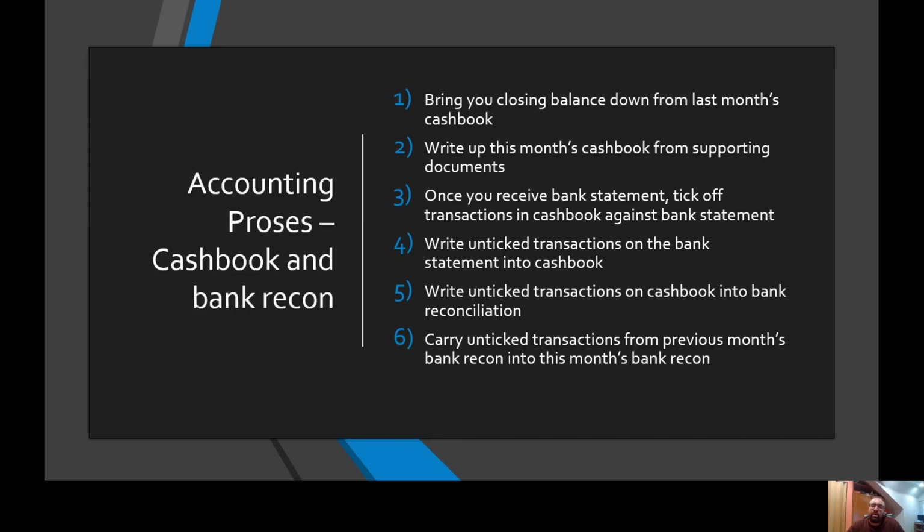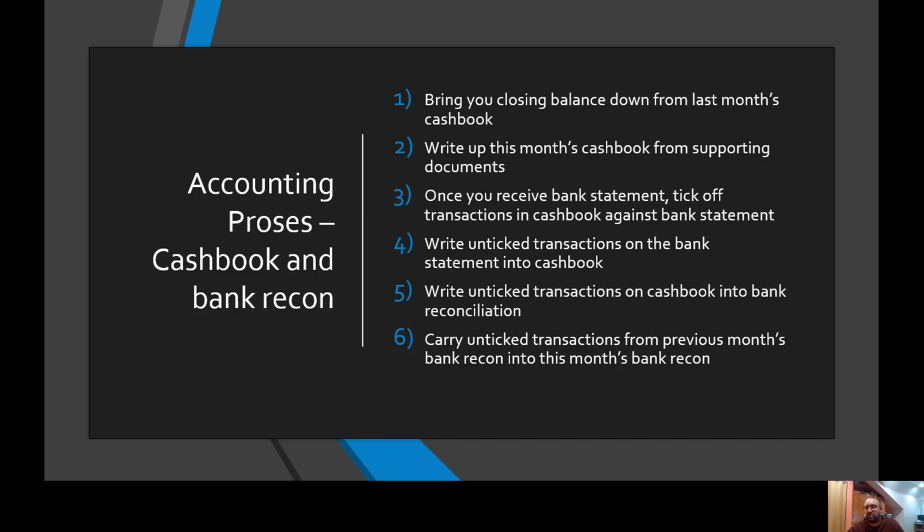Point number 4, we write unticked transactions on the bank statement into the cash book. What does that mean? Why would I have a transaction that's on my bank statement and it's unticked? That means there's a transaction on my bank that I didn't know about or that I missed. But because it's on my bank statement, it means it has actually happened. The true reflection is what happened on the bank statement. This is obviously for any transaction except for a bank error.